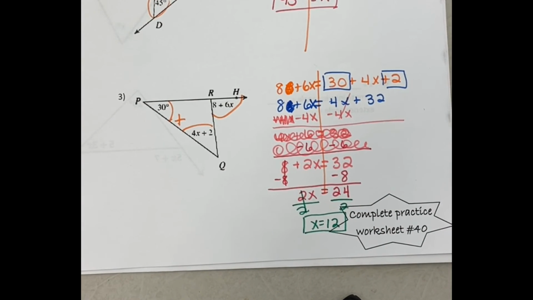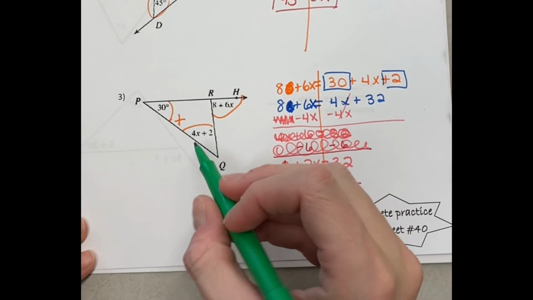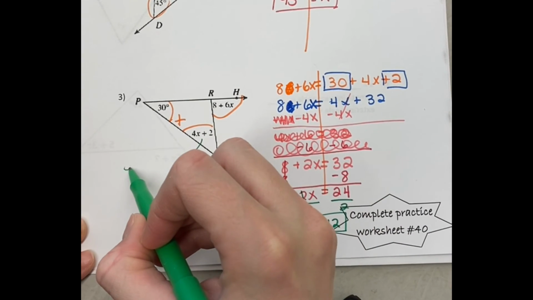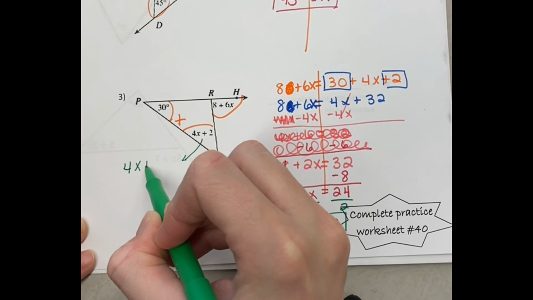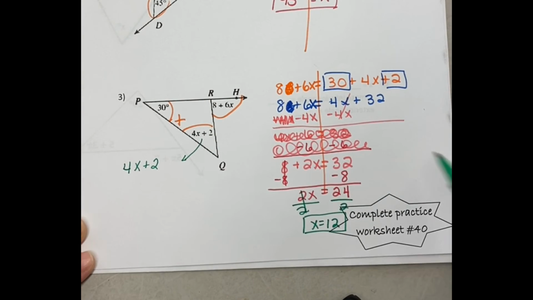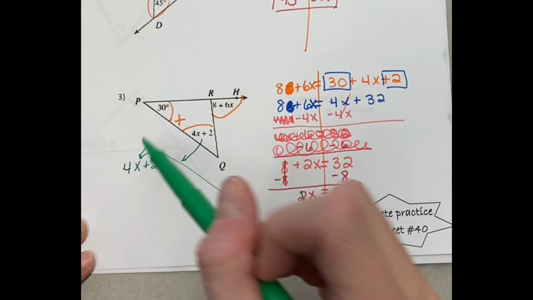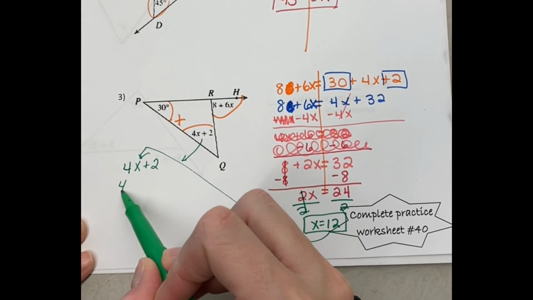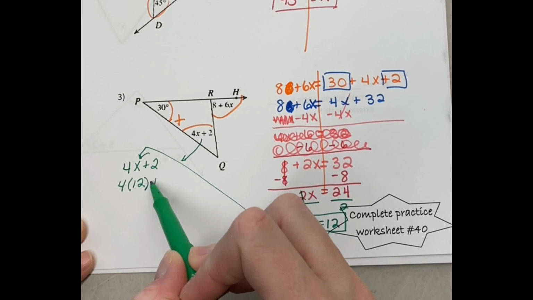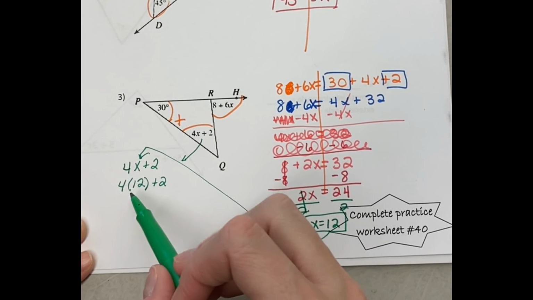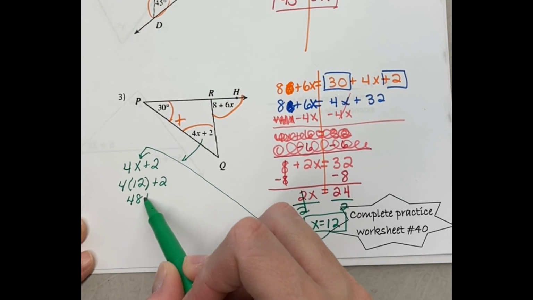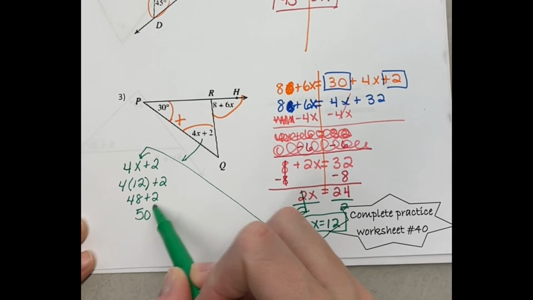So now x equals 12, but I need to figure out my angle measures. So here, my interior angle is 4x plus 2. If I know x equals 12, everywhere I see x, I'm going to replace it with the 12. So this becomes 4 times 12 plus 2. 4 times 12 is 48 plus 2, which gives me 50 degrees.